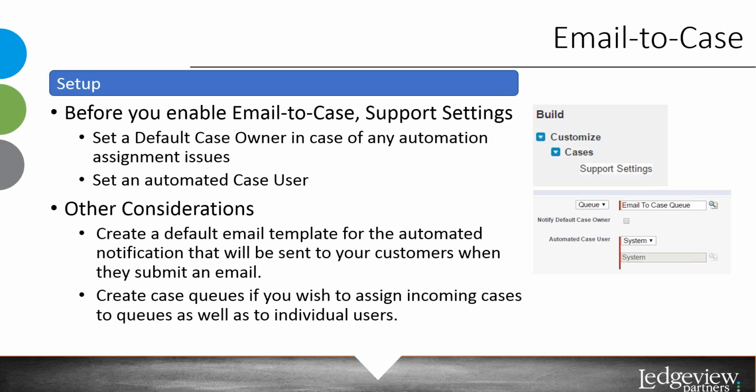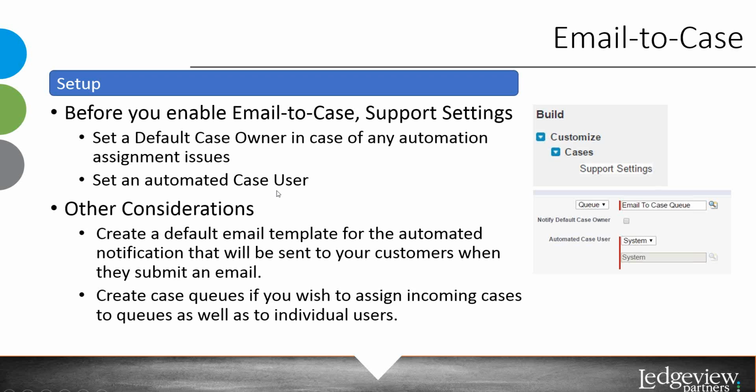You can also set up automation assignment rules, but this is kind of the backup plan. If the automation rule falls through and the case doesn't get assigned to somebody, this is the owner that will receive that case. It's just good practice so it doesn't get lost in your system. Make sure you set up the default owner.